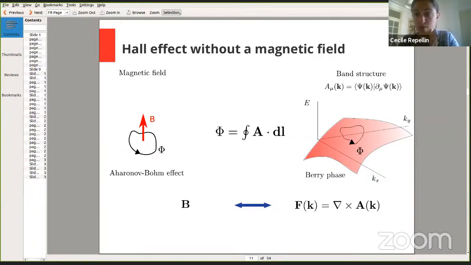If you have a magnetic field, you know that if you have an electron that goes around a loop, it will pick up a phase which is equal to the integral of the magnetic potential around this loop. This is the Aharonov-Bohm effect.